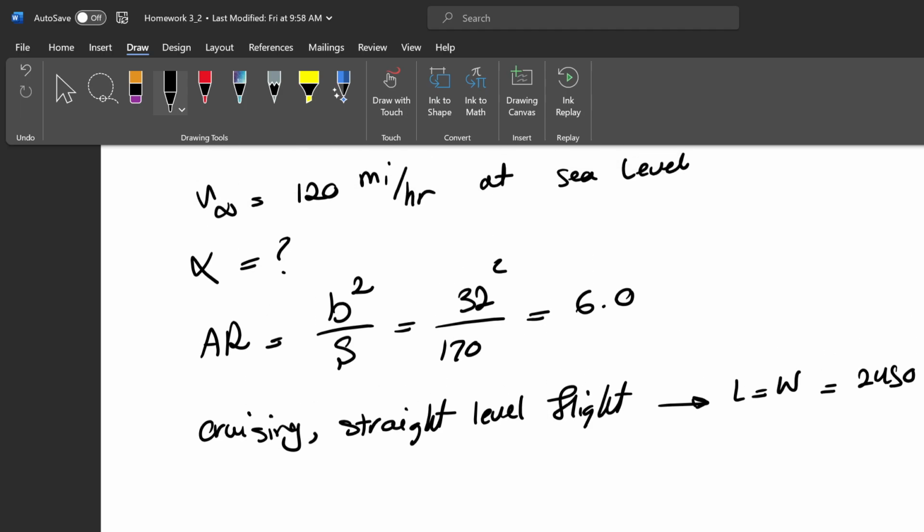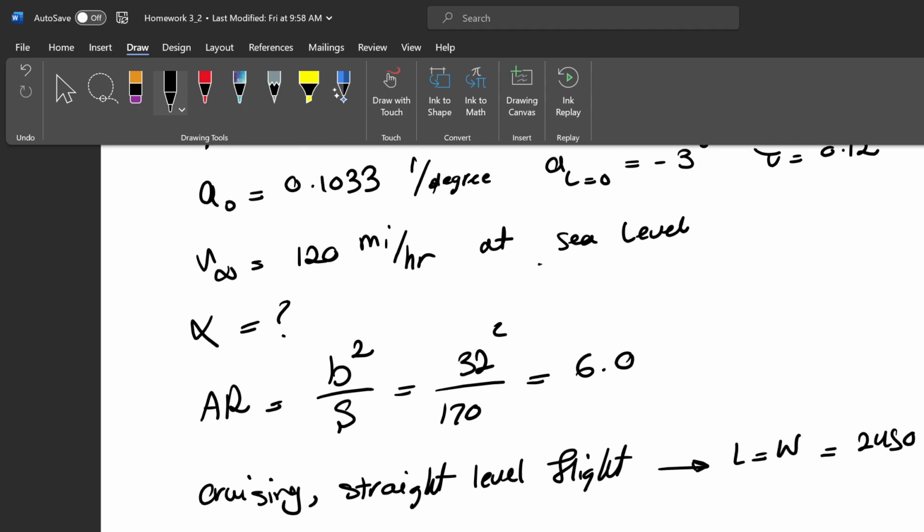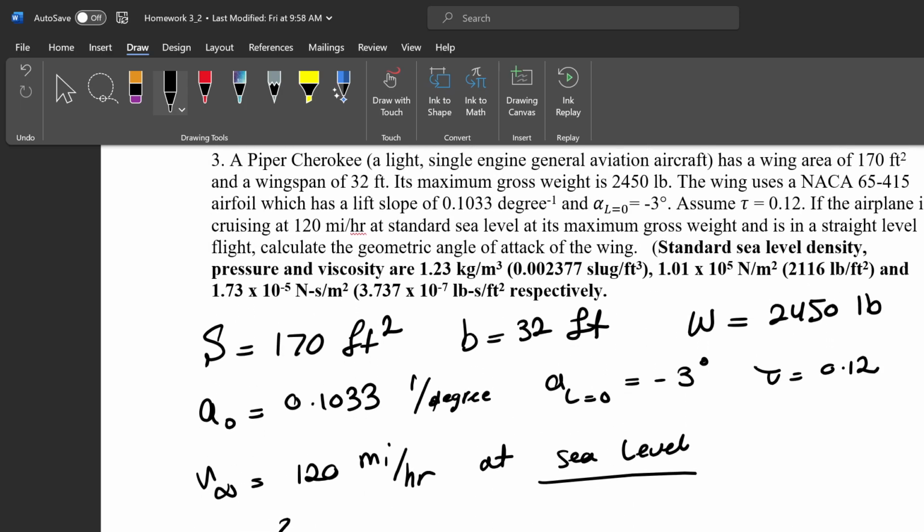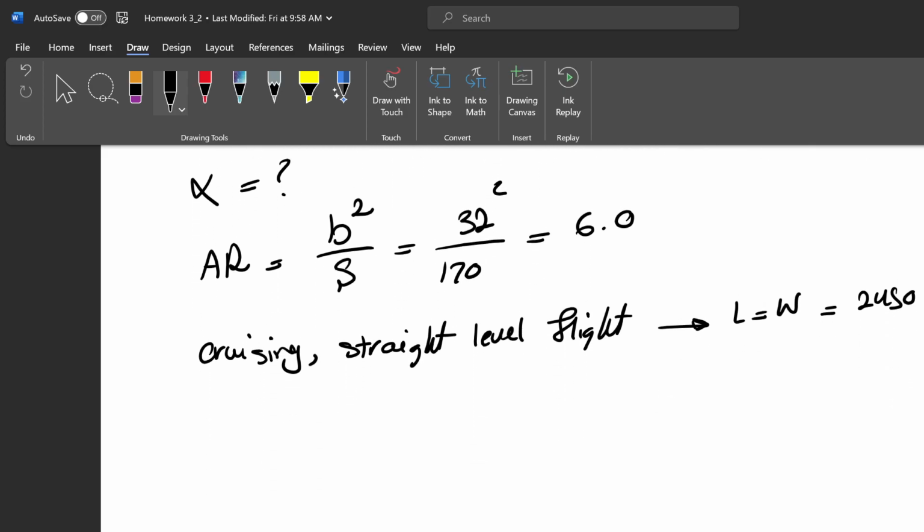We need to know what is the density of air at the standard sea level, and also what is the viscosity of air at the standard sea level, and all of the different air parameters, or the pressure of air, right? And we are all told this here. We don't really need to go to the standard sea level tables and find these. You're all told what these are. So what can we do here?